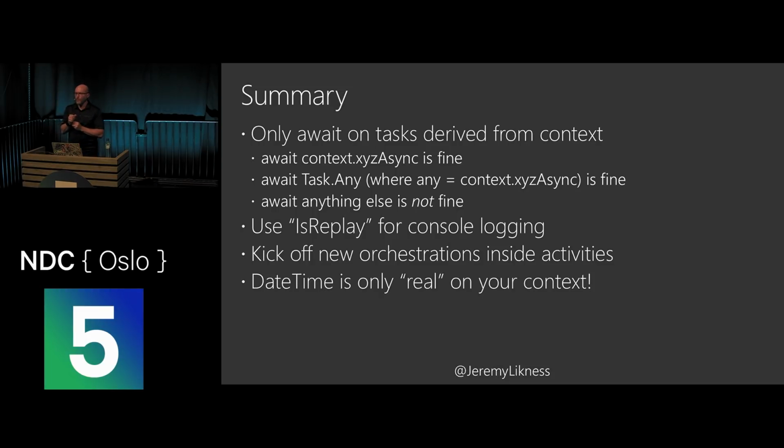You can kick off new orchestrations, but you have to do them inside of activities. And I'm not sure why they don't put this on the orchestration trigger, the ability to create a new orchestration, but they don't. So if you try to await and bring in an orchestration binding, you're not awaiting on the context, it's going to throw an exception. But you can have an activity that you await on, and tell the activity to kick off the orchestration, and that works fine. And date time is only real on your context. You've got to get used to, if you're checking time, you check context, get UTC date, as opposed to date time now.